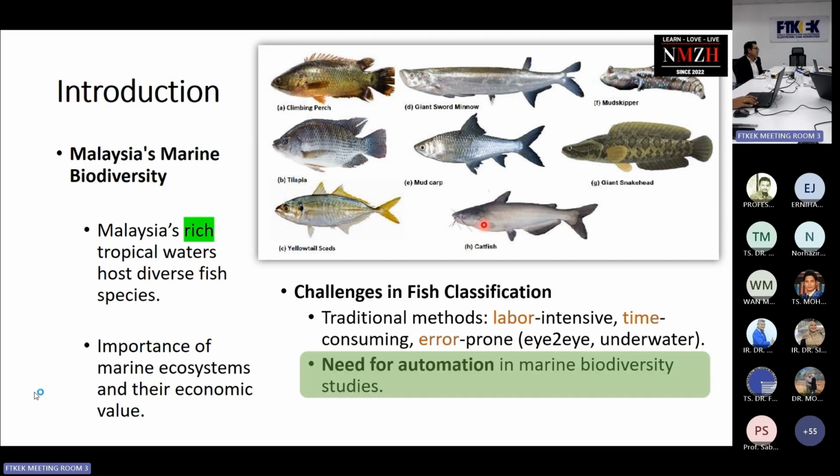This idea faces several challenges. First, it is labor intensive. We need to hire people to go to the sea, because we don't have UAVs yet for underwater fish observation. That would be a future development. Second, it is time consuming, because we need good transportation to go there. And the final one is that it is error prone.